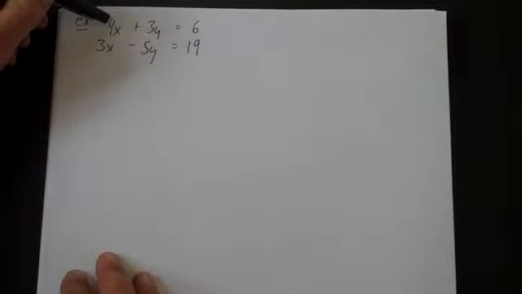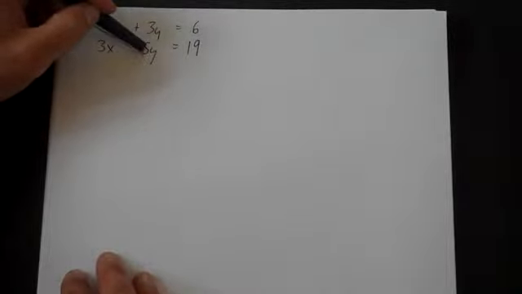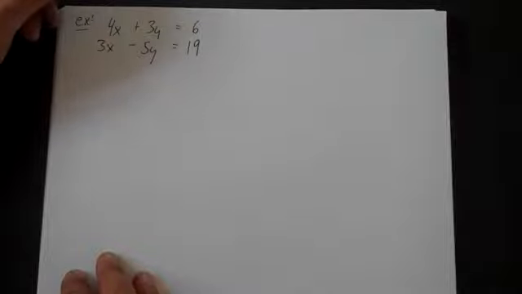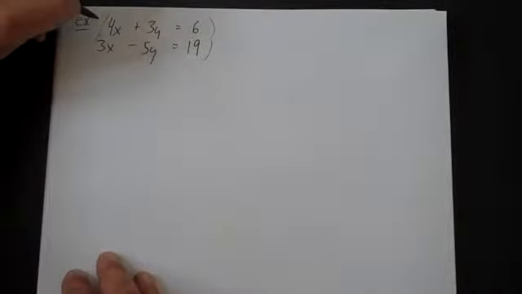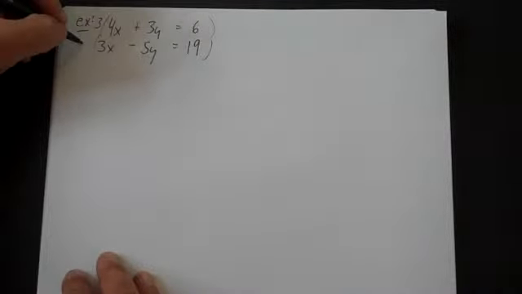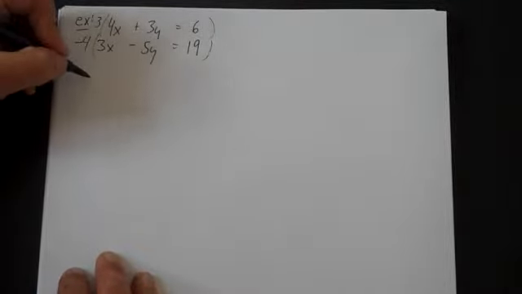We could multiply the 4 and the 3 so that they match, or we could multiply the 3 and the minus 5 so they match. And it wouldn't matter which one we do. I'm going to multiply it so that the x's are the same. So I'm going to multiply the first equation by 3 and the second one by minus 4. Oftentimes it's taught that way. You want to make them so that they're opposites.